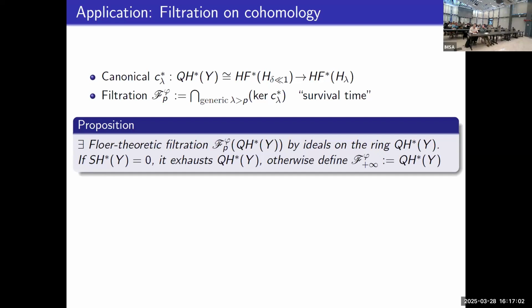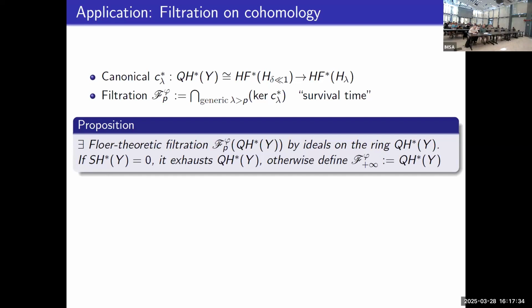And then if symplectic homology is 0, this filtration actually exhausts the whole quantum homology. So every class has to vanish at some point. Otherwise, you can just say the infinity filtered piece is the whole quantum homology. So that's an interesting outcome. You do some Floer theory using the C direction, and you get some invariant. It works. Now the question is how.